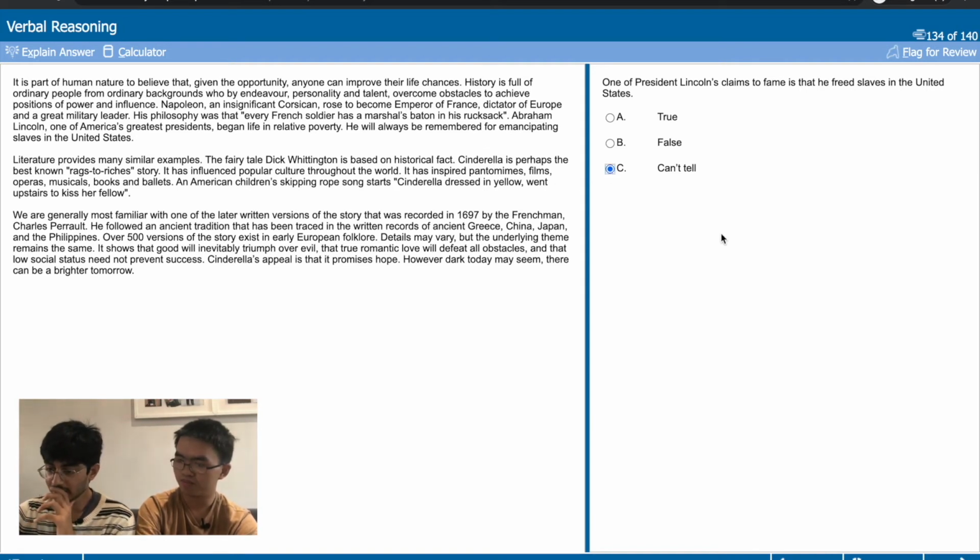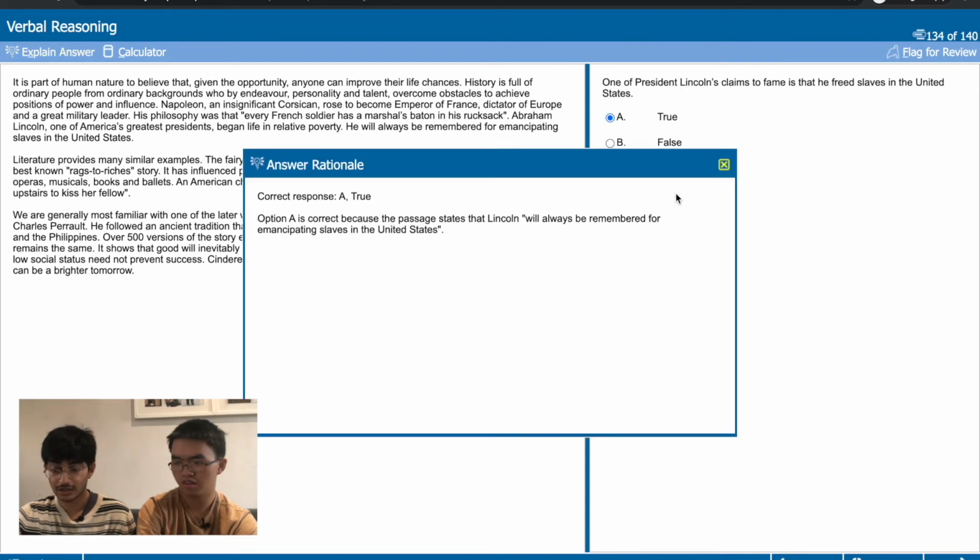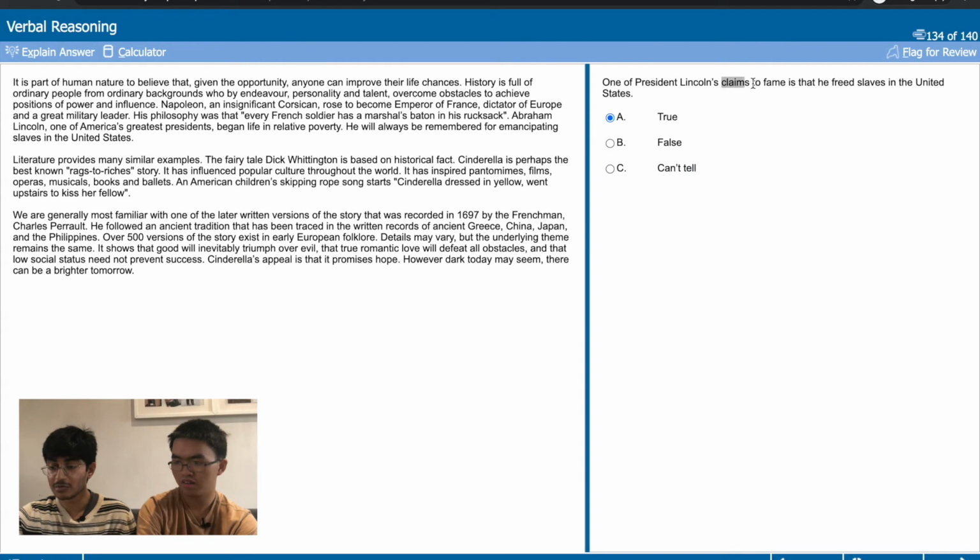I reckon it's can't tell. Freed slaves, because he will always be remembered for something. That doesn't necessarily mean it's a claim to fame. Wait, what even is a claim to fame? Is that something you're claiming, something that he's claiming to become famous? So he's not claiming. I'll say it's probably true. Okay, I'll check. Okay, it's true. So a claim to fame is not something you're claiming.